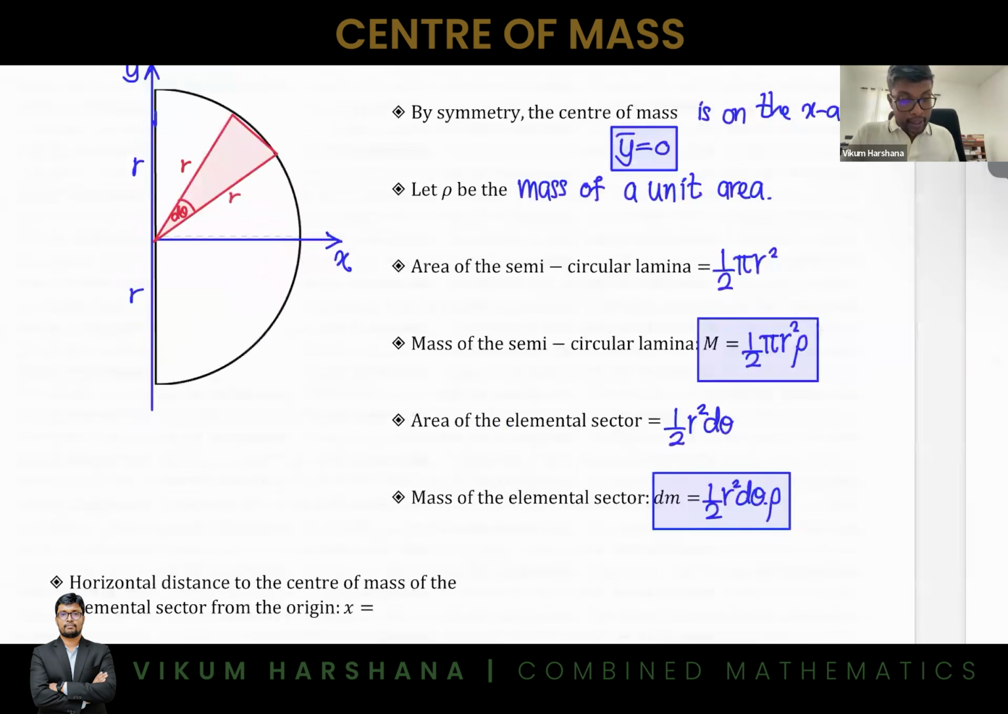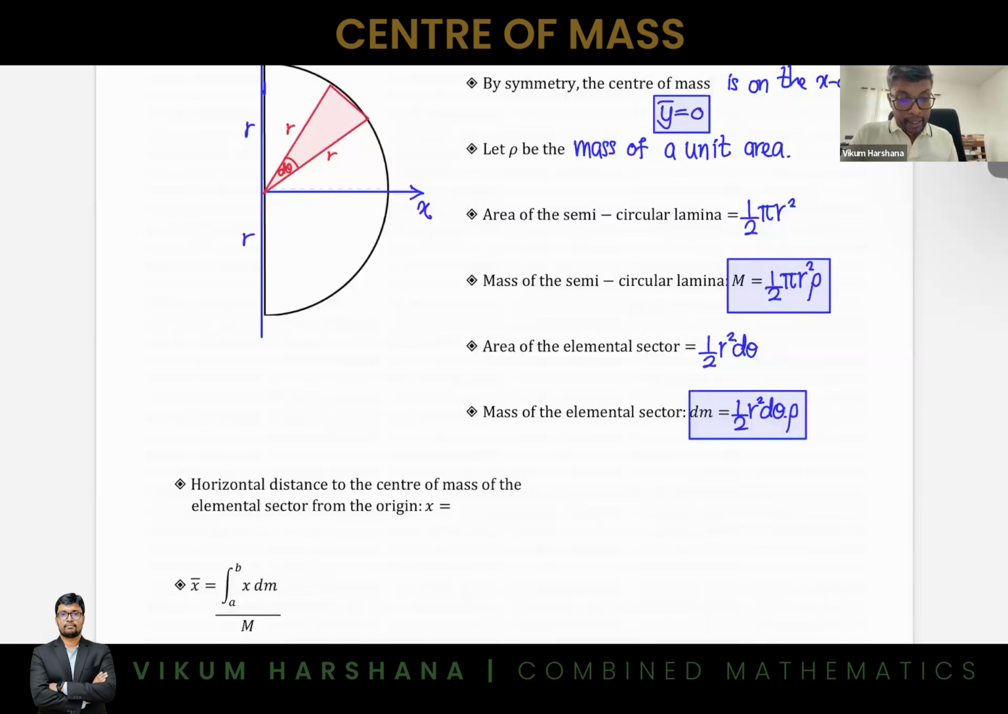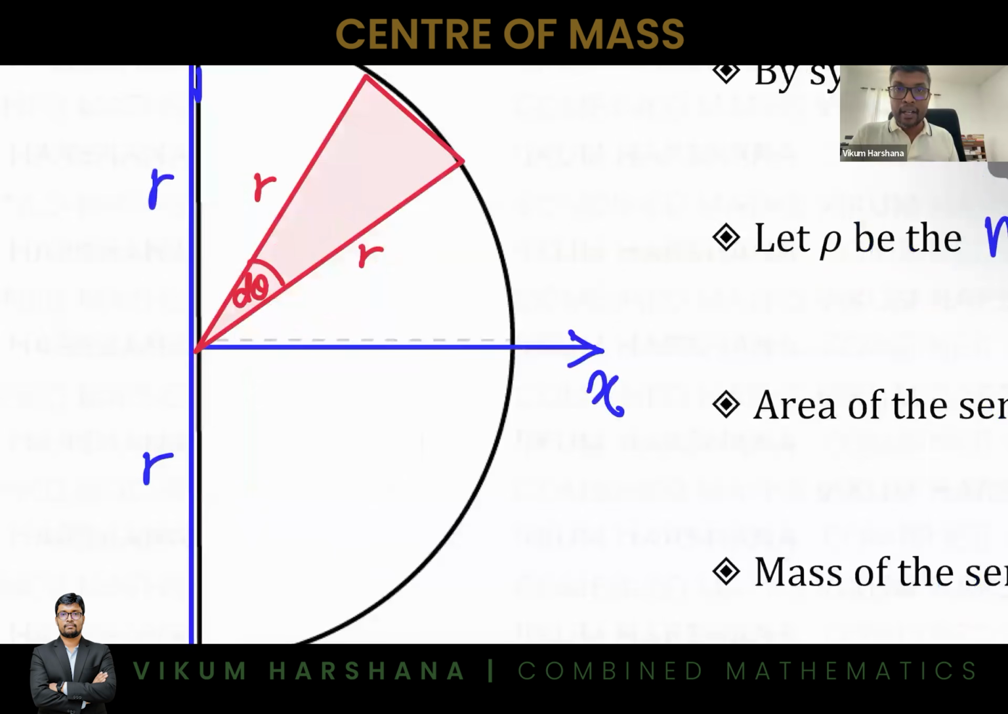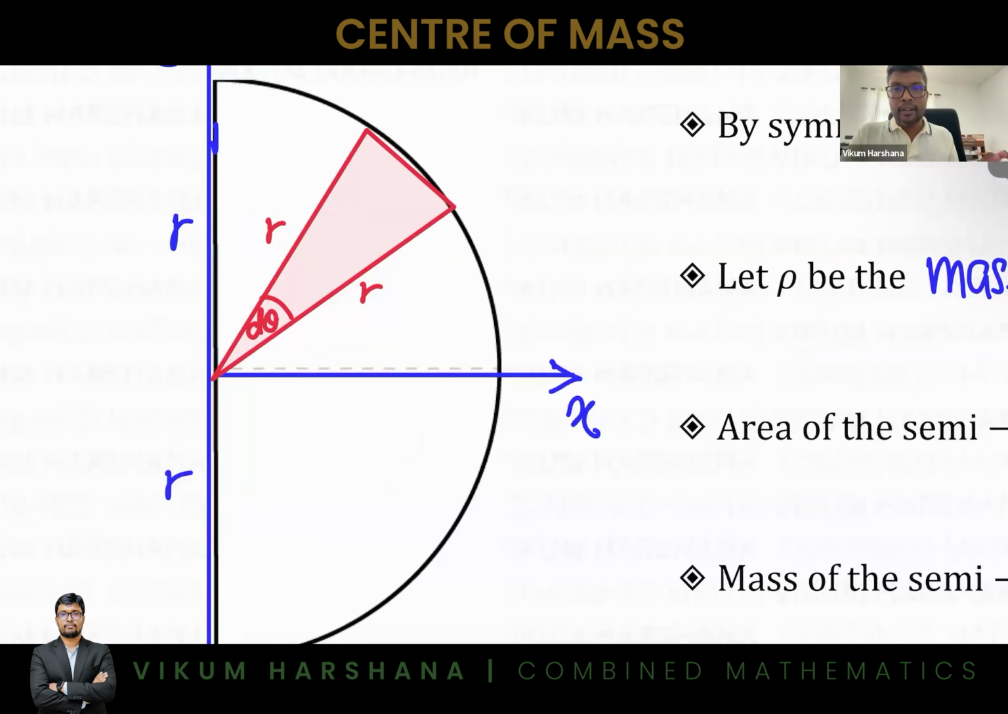Okay, now the horizontal distance to the center of mass of the elemental sector from the origin. Now I told you this is going to be considered as a triangle, no? So you know that a triangle has a different center of mass, right? So where is it? It's actually on this median line, right? You know that, right? How far? It's taken as 2/3 of R. So the center of mass of a triangle lies at 2/3 of the median from the vertex. Okay, so it's 2/3 R.